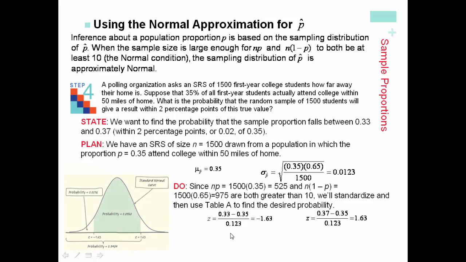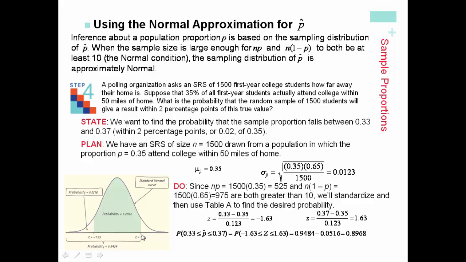Find the z-scores. Take the value 0.33 minus 0.35 divided by the standard deviation. Remember that this 0.33 is because we want it to fall between 0.33 and 0.37 in the problem. Standardize that: z equals negative 1.63. Do the same for 0.37 to get our z-scores for those. So we're finding the probability that p hat is between 0.33 and 0.37. We then find where z is between negative 1.63 and 1.63.